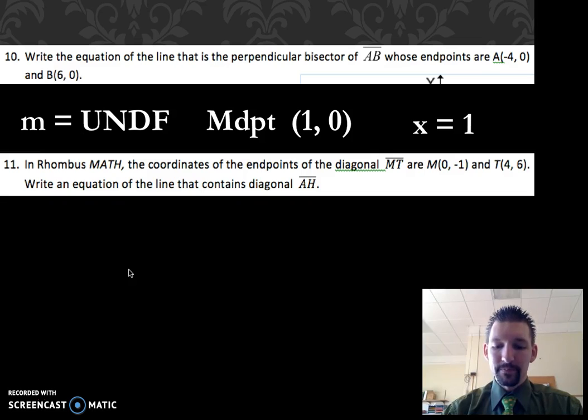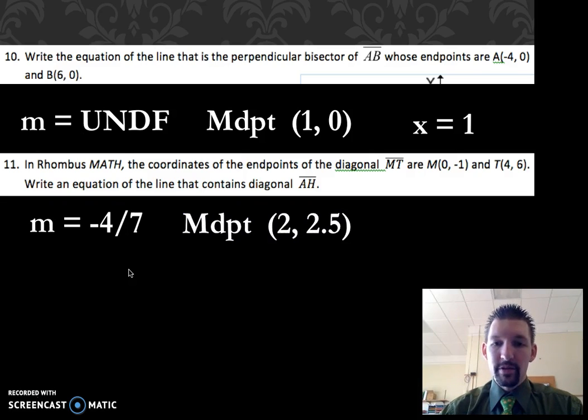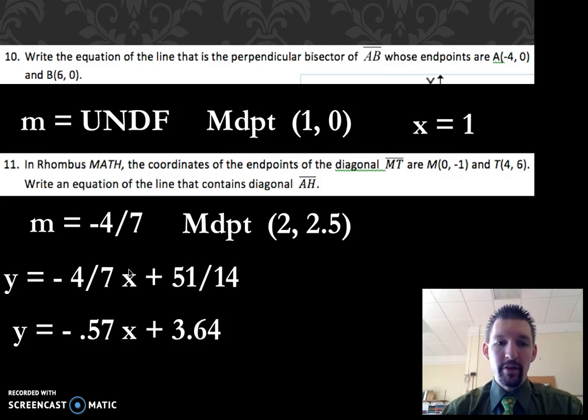The next one will give us a slope of negative 4 over 7 when you do the perpendicular. The midpoint is going to be 2, 2.5. And then when you actually find the equation, when you plug in, you'll end up with either negative 4 sevenths x plus 51 over 14 if you use fractions, or if you change it into decimals, it'll be about 0.57x plus 3.64 as your equation. So hopefully you did okay with those.